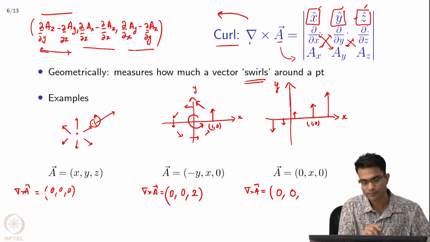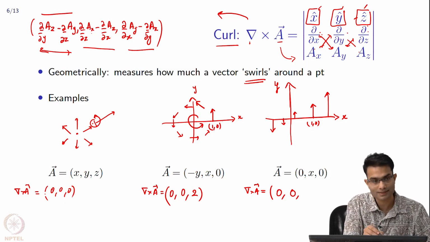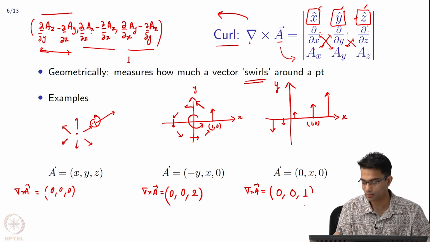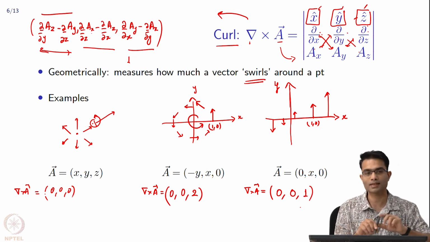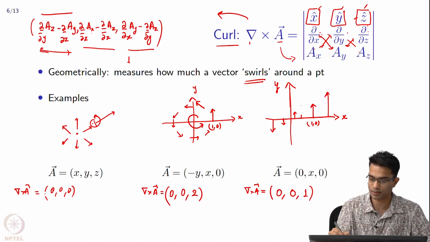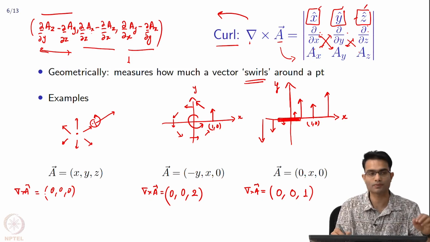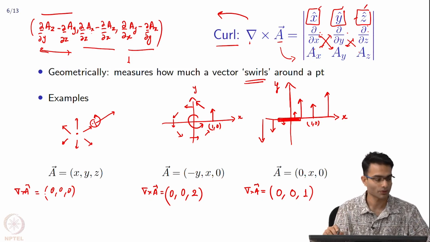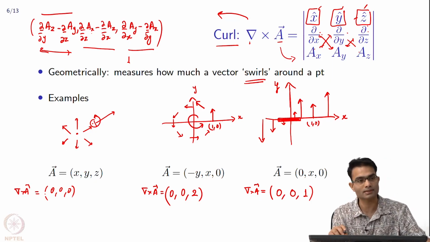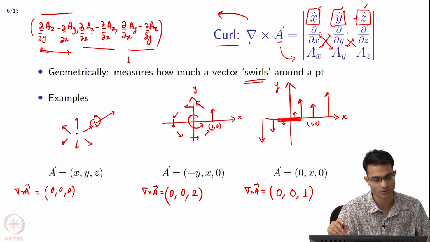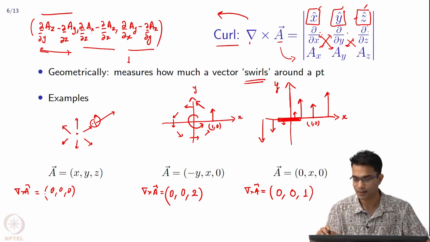The third term is the interesting term. Ay is x, so dAy by dx is dx by dx, which is 1, and Ax is 0. So, this is actually 1. You can see that there is a swirl happening over here. These are pointing in this direction, and these are pointing in this direction. Suppose I put a paddle over here like this; these forces will make the paddle rotate. So, our intuition is correct that this vector field has a swirl about it. The curl is non-zero, okay.